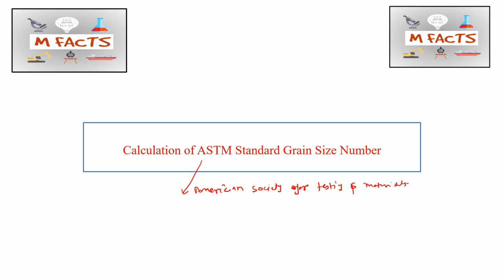Okay, so this is the ASTM standard grain size. ASTM means American Society for Testing and Materials. Okay, so this is the full form, I only told you this for general purpose. And now this is ASTM International, formerly known as American Society for Testing and Materials. Okay, so now we will see how to calculate the ASTM standard grain size by example.